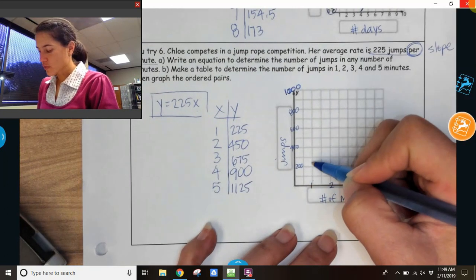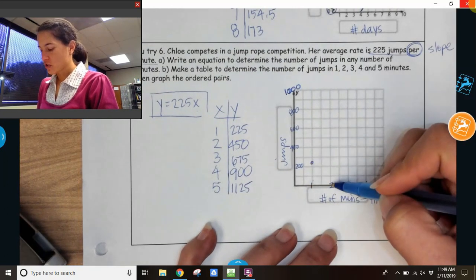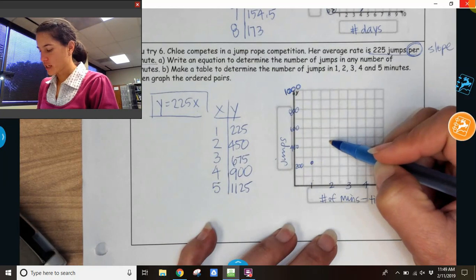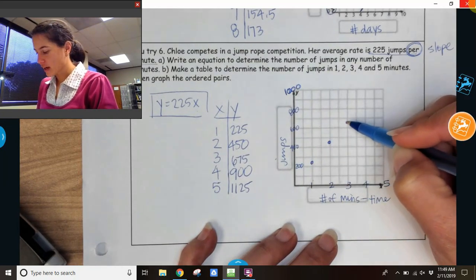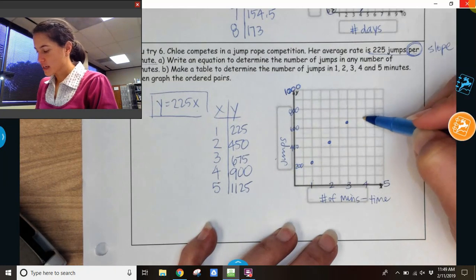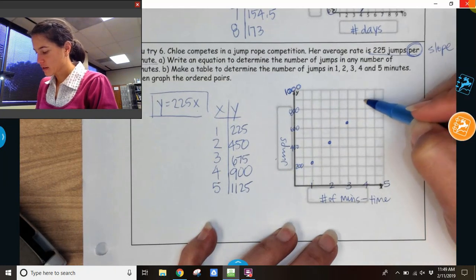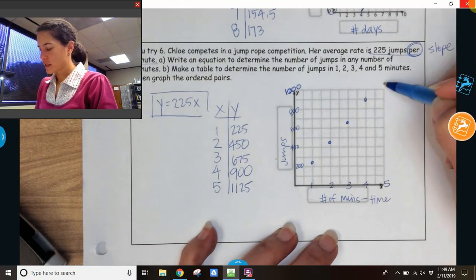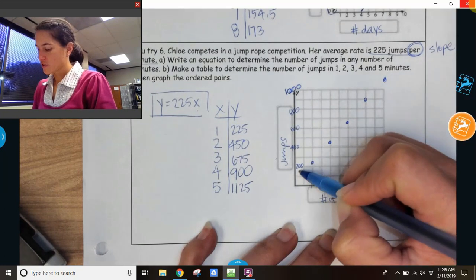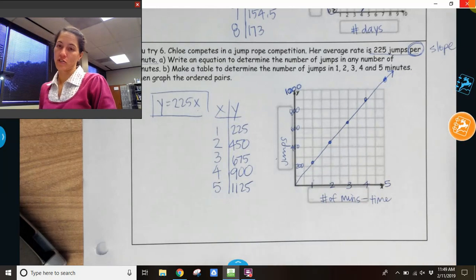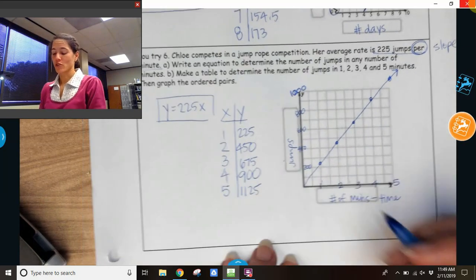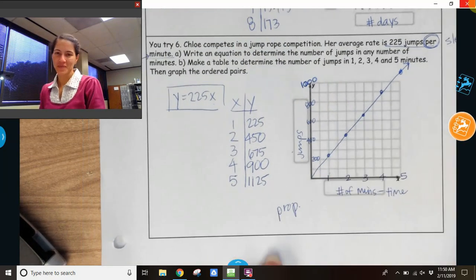1 minute is 225 jumps. 2 minutes is 450. 3 minutes is 675. 4 minutes is 900. And then 5 minutes is going to be up here at 1,125. And as you can see, it is a linear equation, and it goes through the origin, so this is proportional.